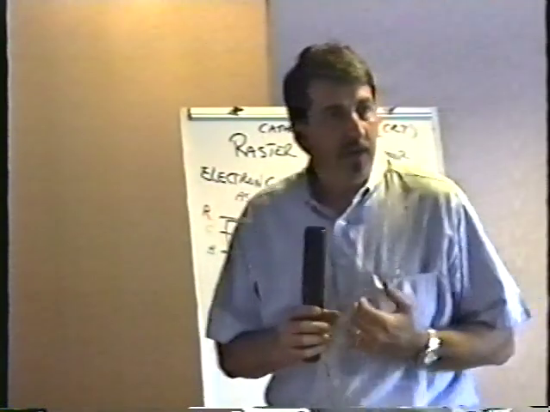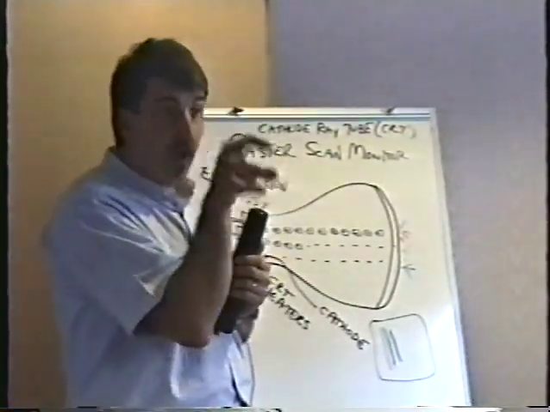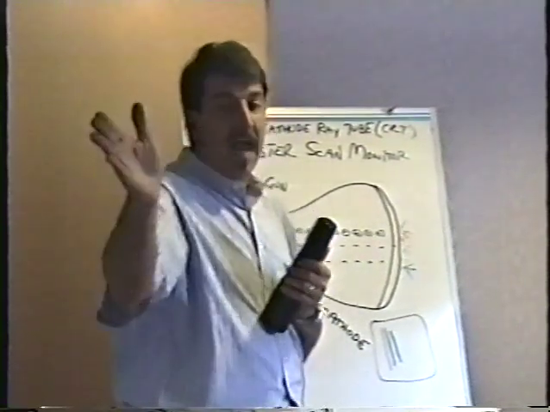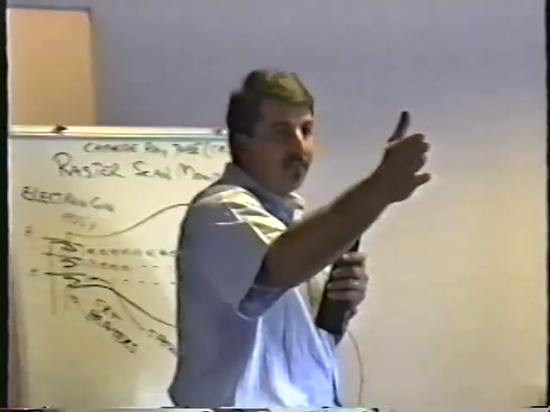Well, that's not very good. Somehow we've got to move that beam around. And since we can't actually move the electron gun, somehow what we're going to have to do is deflect the beam. We're going to have to push the beam around. And the way we can do that is with magnetism.